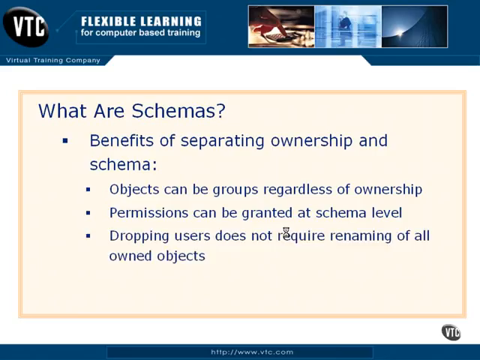Now, the third reason: dropping users does not require renaming of all owned objects. Let's say Frank owned 27 tables. We catch up with what Frank's been doing, we fire Frank, and guess what? We've got to go rename all those tables, because Frank's the owner of them, and Frank's no longer going to be a valid user in our database. So this takes care of that. Separating ownership from these objects greatly enhances our ability to manage them and secure them.